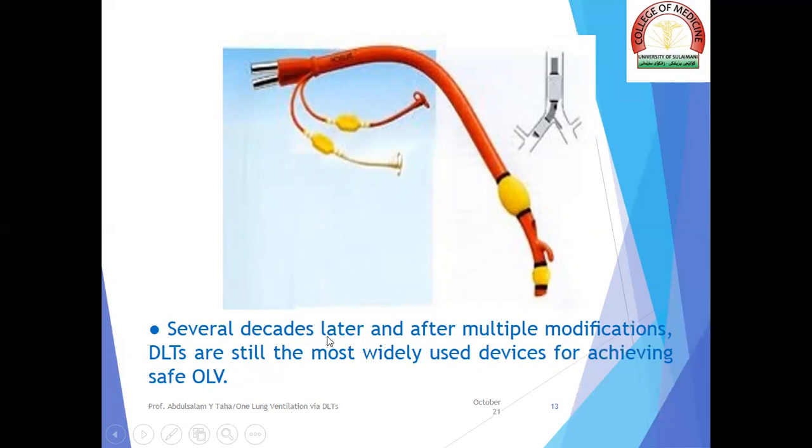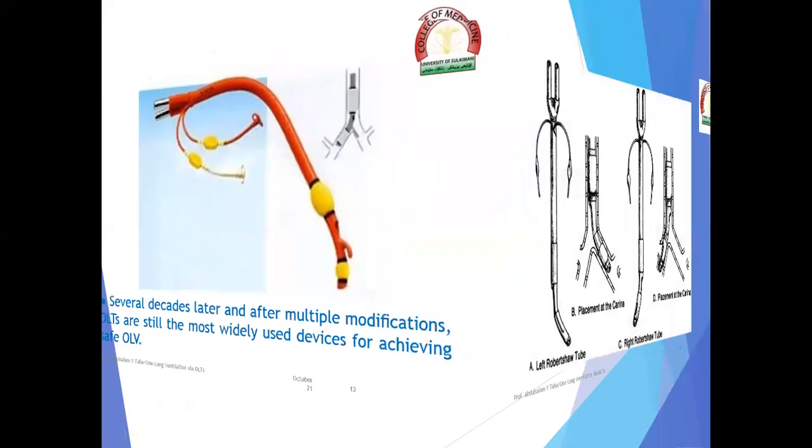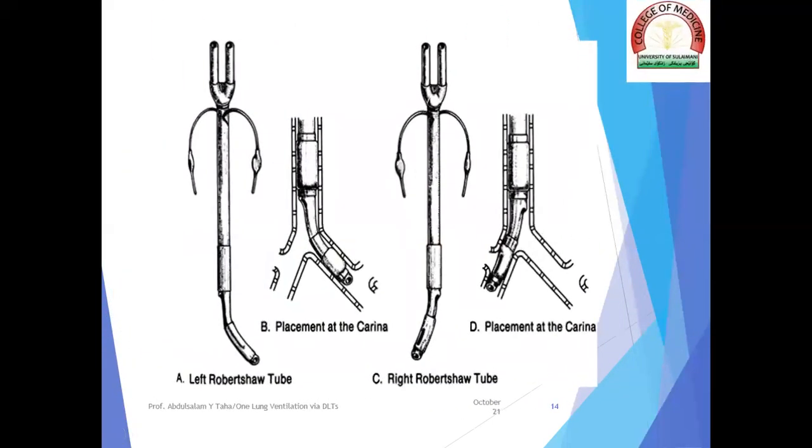Several decades later, and after multiple modifications, double lumen tubes are still the most widely used devices for achieving safe one-lung ventilation. So in this picture, we can see the right-sided and the left-sided Robertshaw double lumen tube. And we can see that the bronchial balloon of the right-sided double lumen tube has a slit designed to ventilate the right upper lobe.